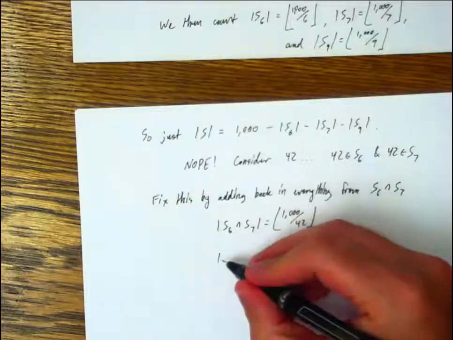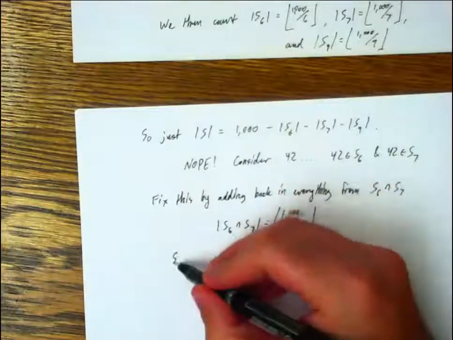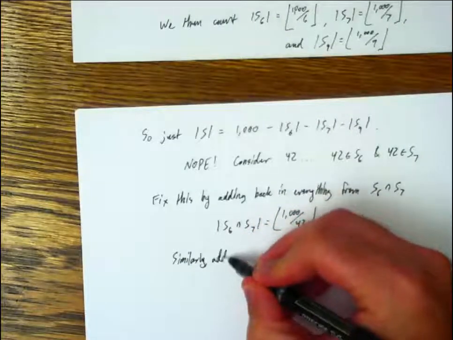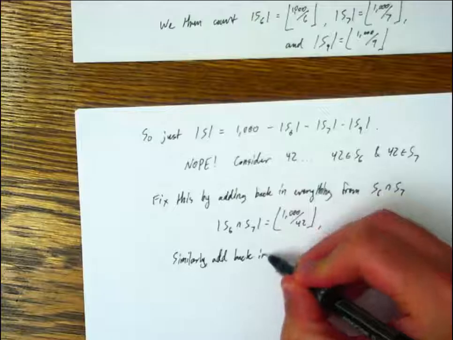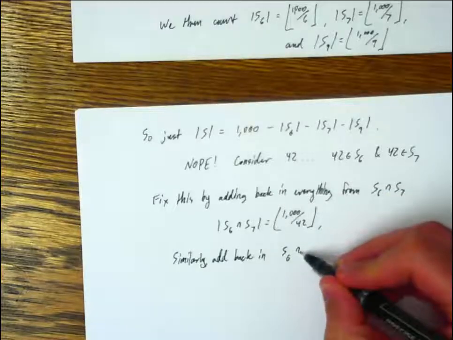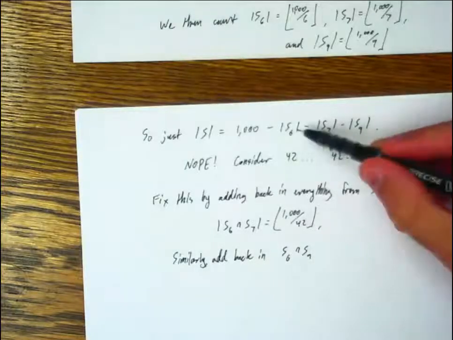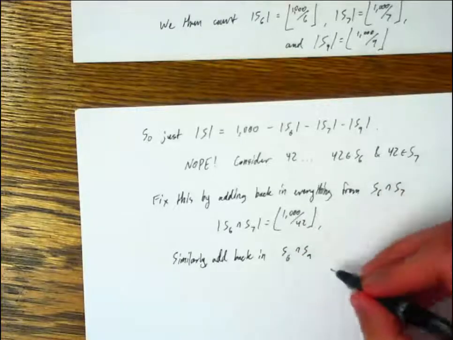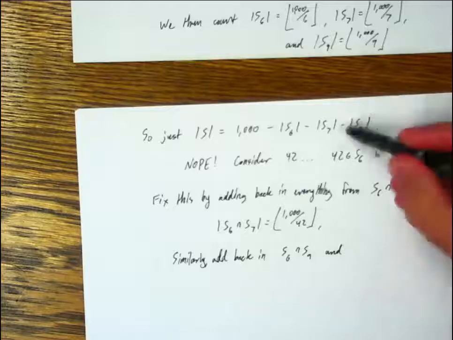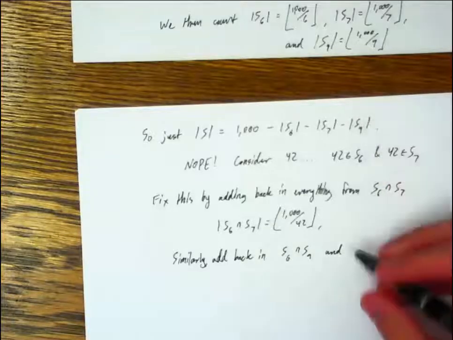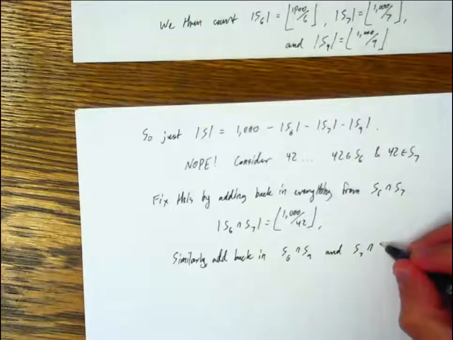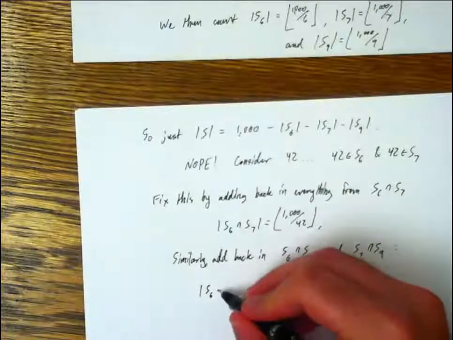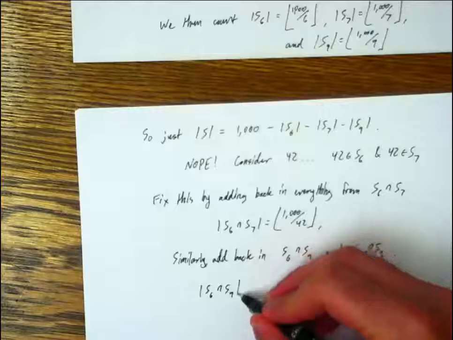Very similarly, so I'll say similarly, add back in S6 intersect S9, the ones that belong to S6 and S7, they also were removed twice, so we've got to add them back in. And very similarly for S7 and S9. So they both have to be added back in as well. And these are done in S6 intersect S9.